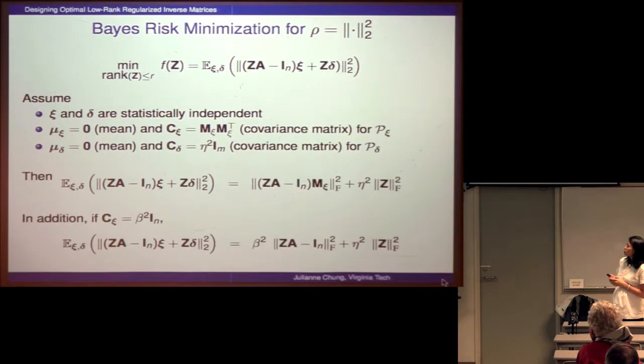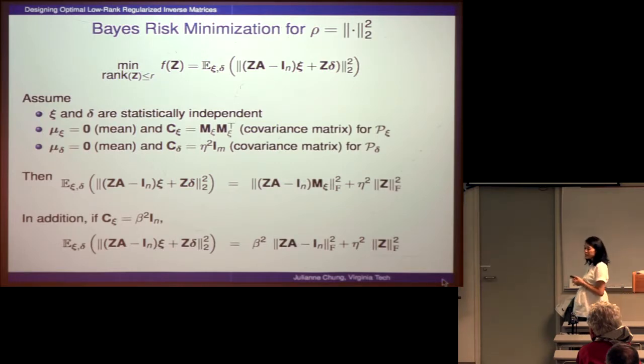So when we talk about Bayes risk, we really can only talk about the 2 norm, because it's very hard to get theoretical results for any of the other norms. But for the 2 norm, we get some nice properties, and we can follow things through. So this is the problem we want to solve, right? We want to find that matrix Z of low rank.